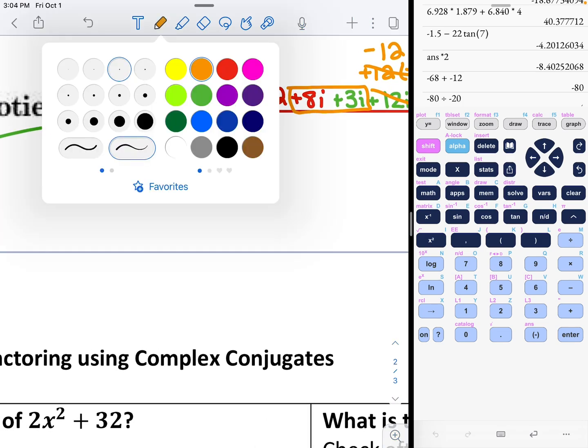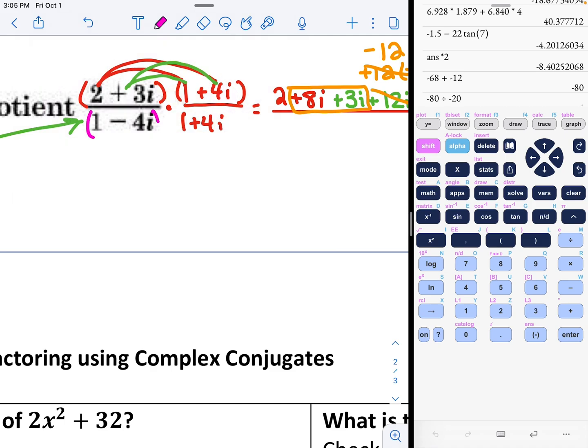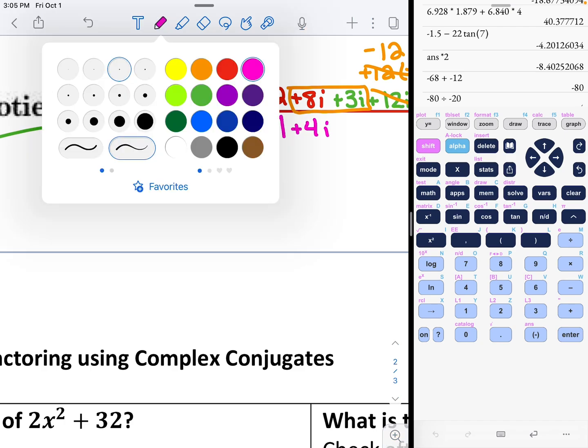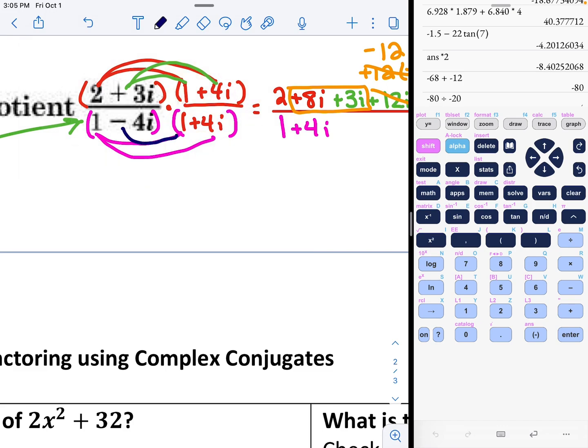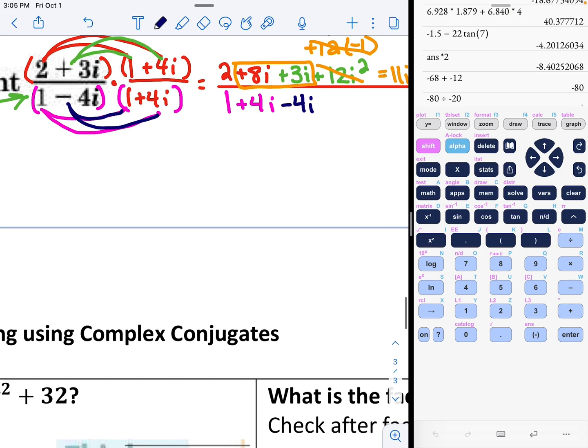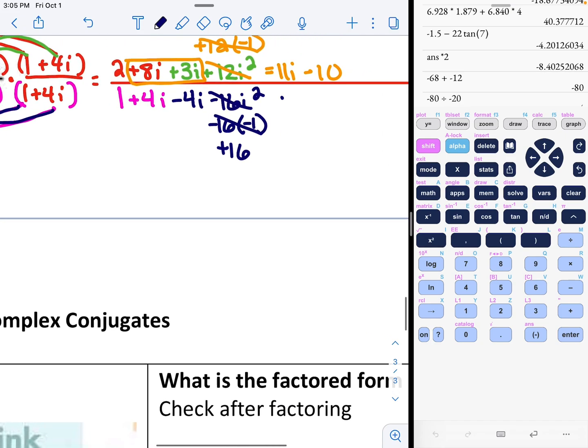Denominator. 1 times 1, 1 times 4i, negative, I'm going to change color because it's getting kind of confusing, negative 4i times 1, and negative 4i times 4i is negative 16i squared. This is really just negative 16 times negative 1, which is really positive 16. Now I'm going to combine my like terms. So I have a 1 and a 16, which makes 17, and the 4i terms cancel.